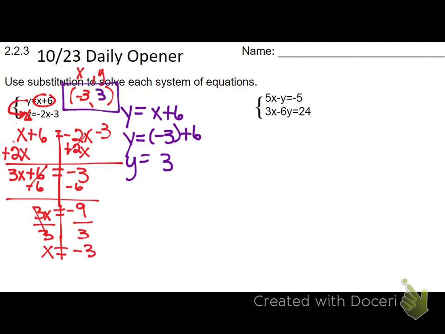Okay, so my ordered pair is negative 3, 3. That is my solution to my system. So I make sure I have parentheses around it to show that it's an ordered pair. Good. And then I box my final answer. Okay.